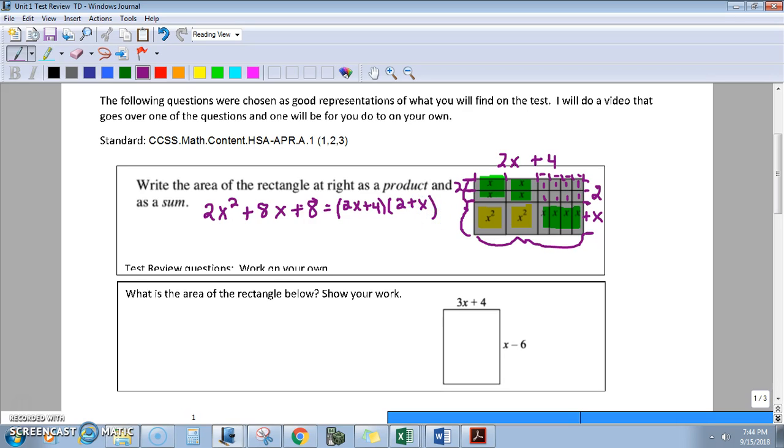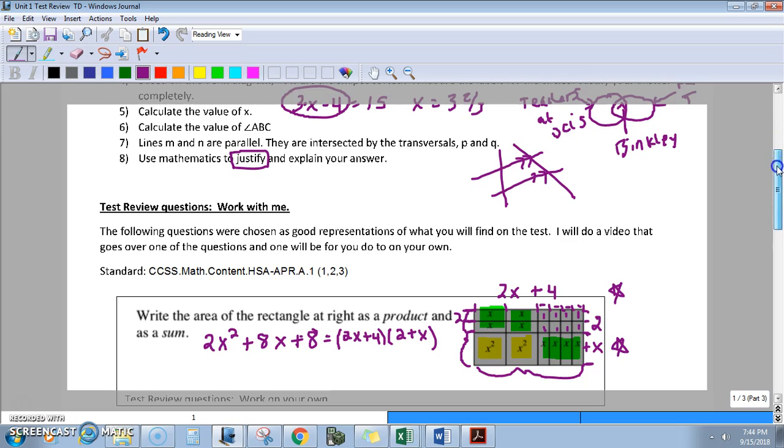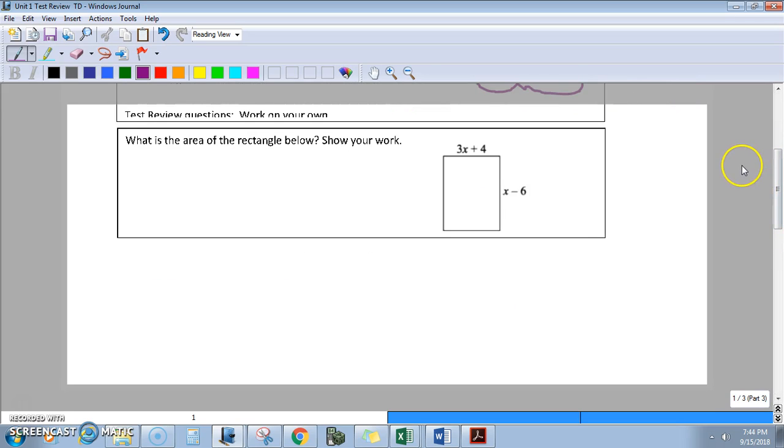So I would suggest, if you're doing this right now in your notebook, write some notes to yourself about how you did this and what it meant, so that you can answer the ones that you're doing on your own when it's time to do that, okay?